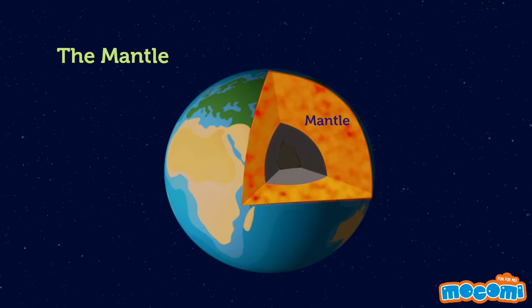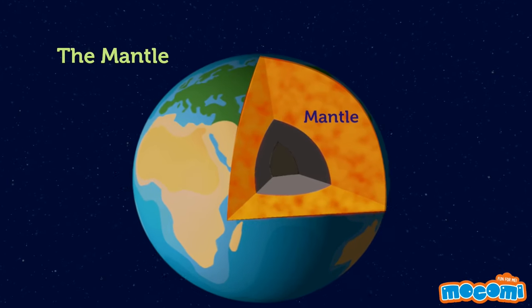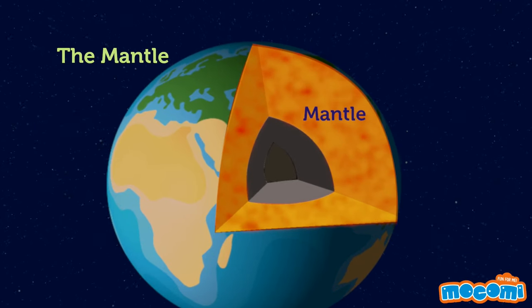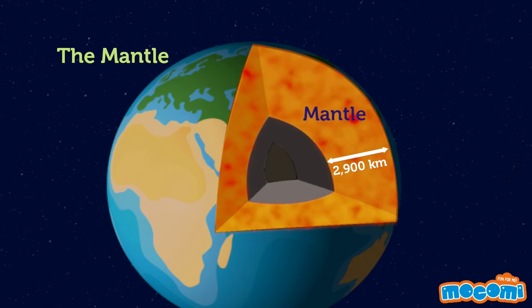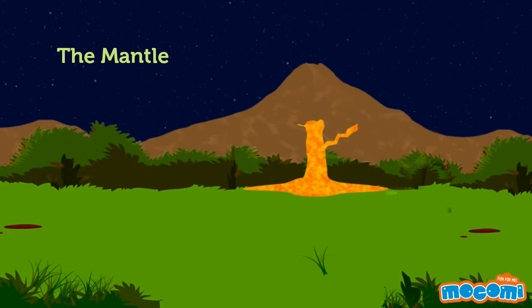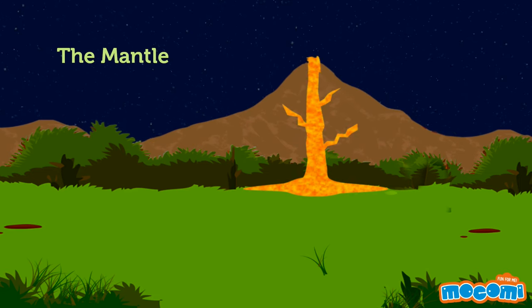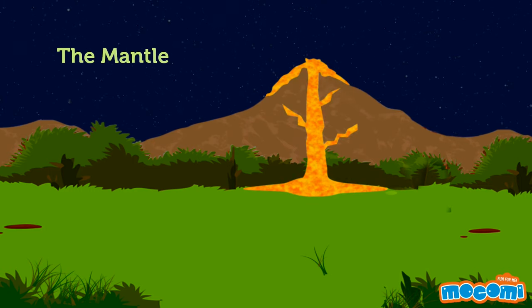Part of the Earth's mantle is made up of rocks so hot that it is liquid or molten. The mantle is measured at 2,900 kilometers of thickness. This molten rock seeps through cracks in the crust and pours out of volcanoes in the form of lava. When the lava cools down, it turns to rocks and stones.